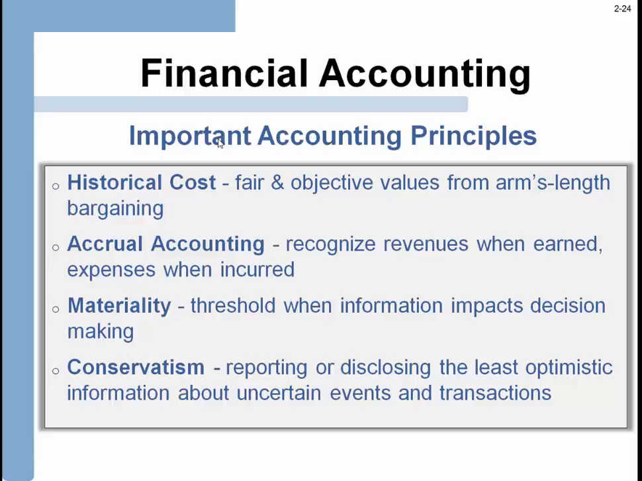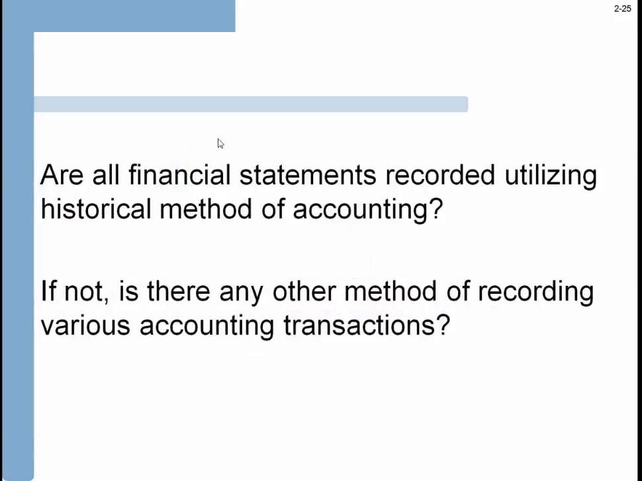Conservatism. You can read what it says here: reporting or disclosing the least optimistic information about uncertain events and transactions. A better way to say this is: anticipate no gains and recognize all losses. Let me say that again. Anticipate no gains and realize all losses. That way you have a fairly presented, you put a negative spin on your financials, which is a better way to look at it.